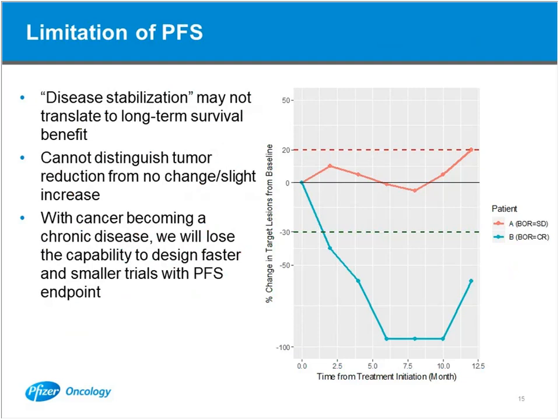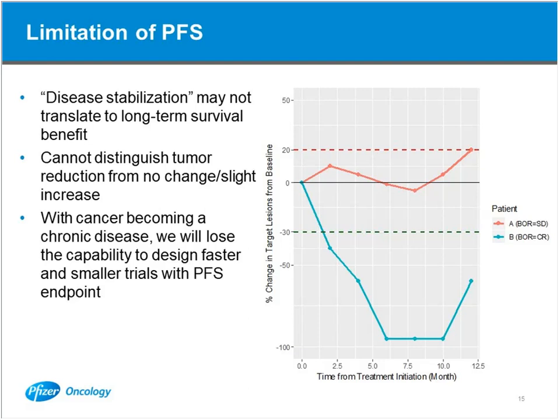As we know, PFS measures the duration of disease stabilization, but disease stabilization may not translate to long-term survival benefit. Also, PFS cannot distinguish tumor reduction from no change or slight increase. If you look at the example on the right, patient A and patient B both had PFS of 12 months from treatment initiation. However, patient A's target lesions had a slight increase most of the time during the course.